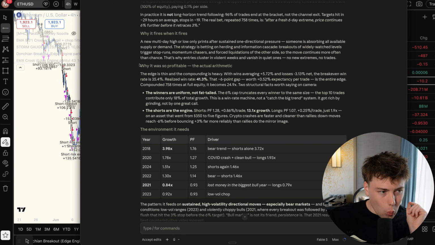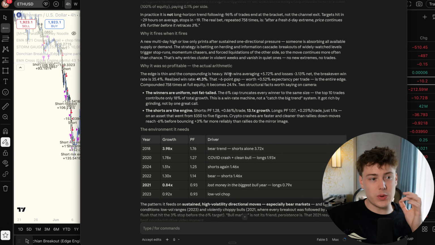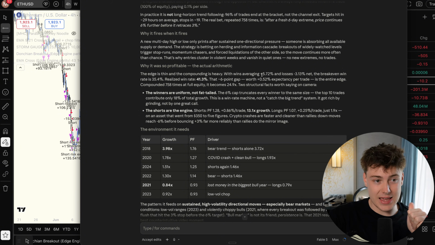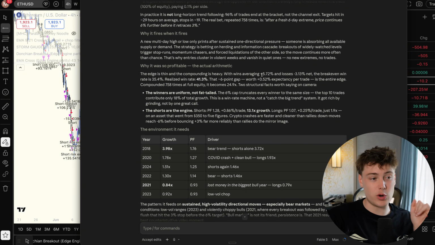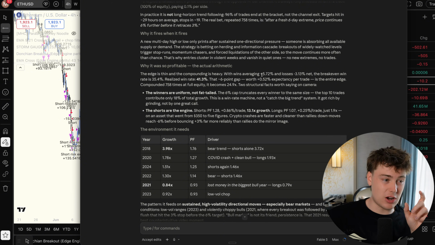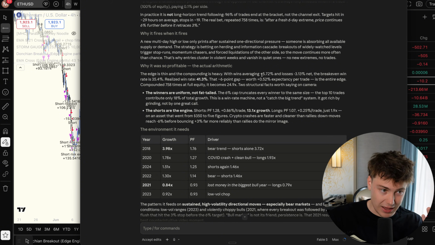This is important. Why was it so profitable? The edge is thin and the compounding is heavy. With wins averaging 5.72% and losses 3.13% net, the break-even win rate is 35.4%. Realized win rate: 41.3%. That gap is the entire edge. Compounded 758 times, which is how many trades it took, at full equity, it becomes 24.9x.